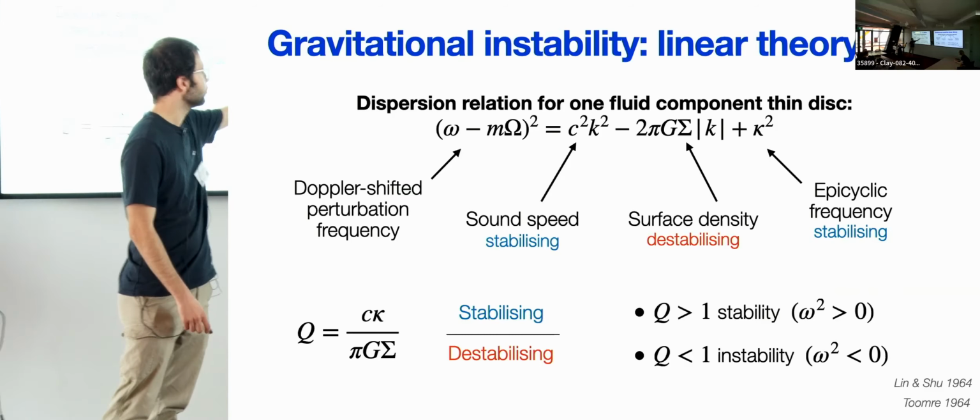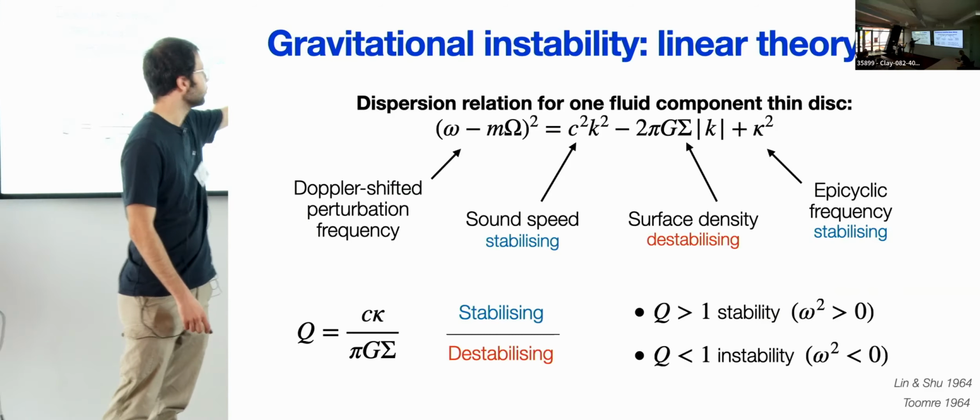If we study the stability, we can define this parameter, the Toomre parameter Q, which is basically the ratio between stabilizing and destabilizing terms. The instability threshold is given by Q equal to 1. When Q is higher than 1, the system is stable, while when Q is lower than 1, the system is unstable.